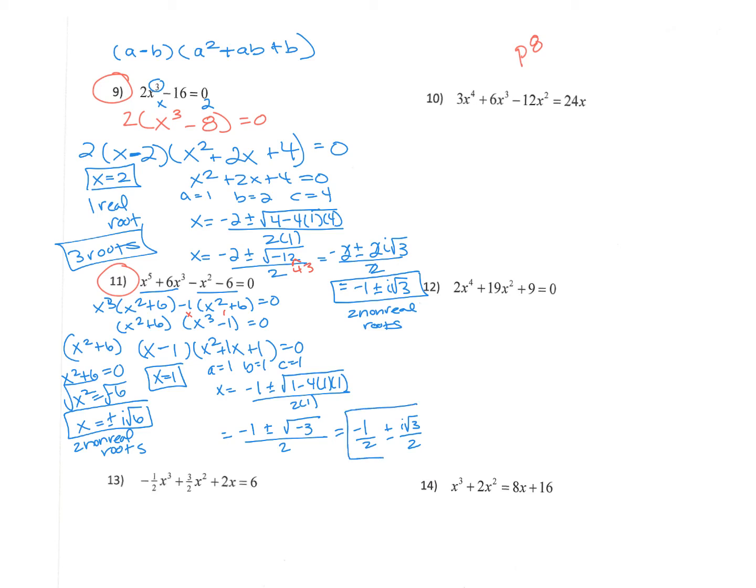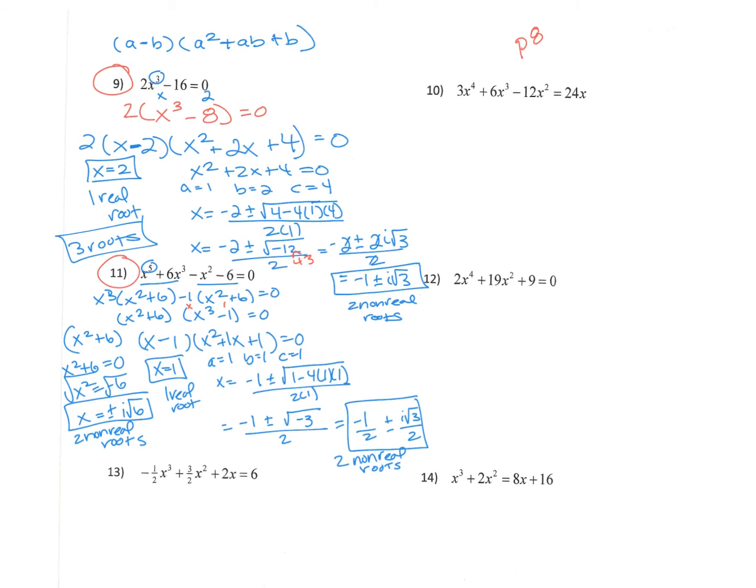So these are my two non-real roots. One of them is negative 1/2 plus i rad 3 over 2. The second one is negative 1/2 minus i rad 3 over 2. So that gives me, this is my one real root. So when I add those up, I have 5 roots for my 5th degree polynomial. So let's move on down towards the bottom of our page.